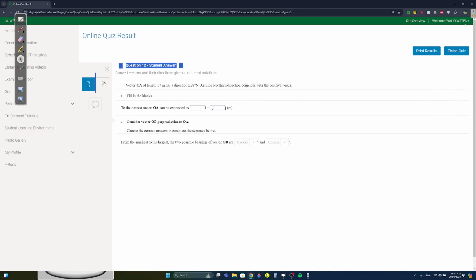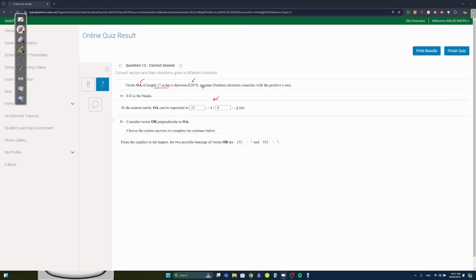Question 12. Vector OA of length 17 meters has direction east 28 degrees north. Assume that the northern direction coincides with the positive y-axis, to the nearest meter. Okay, they want us to express it in Cartesian coordinates.